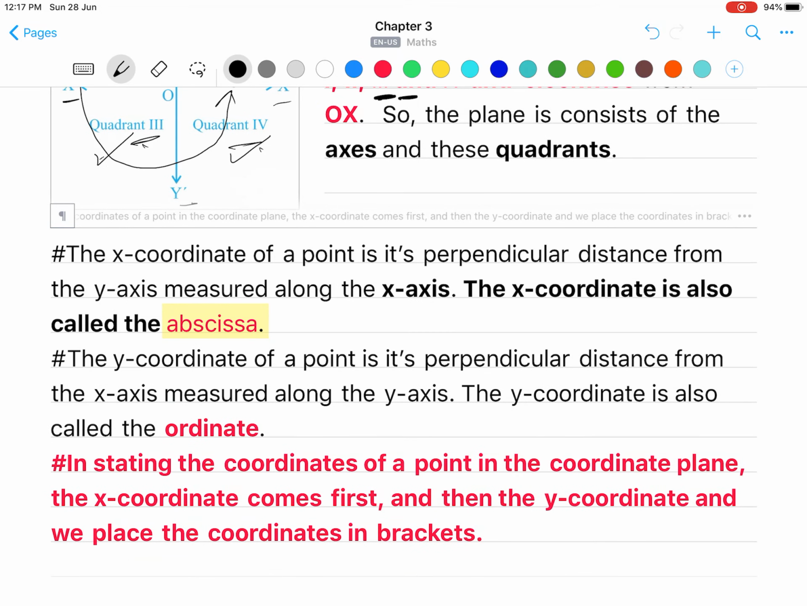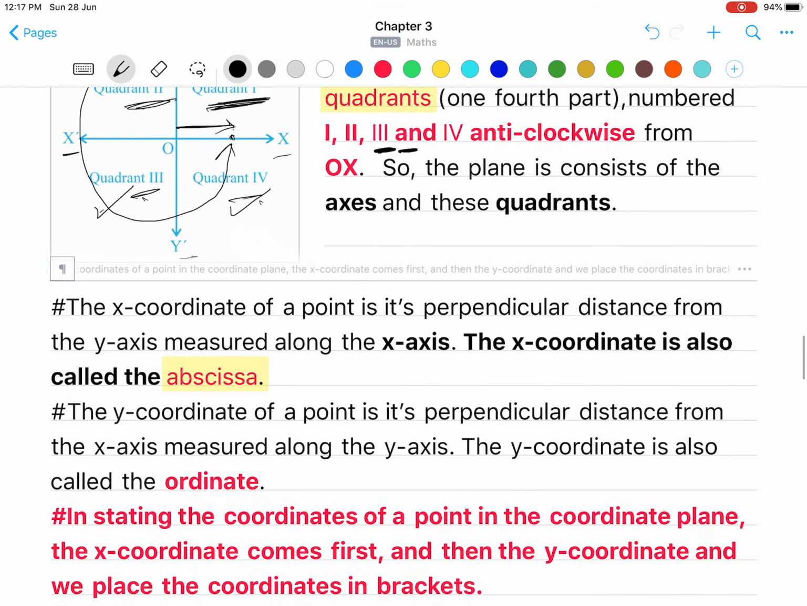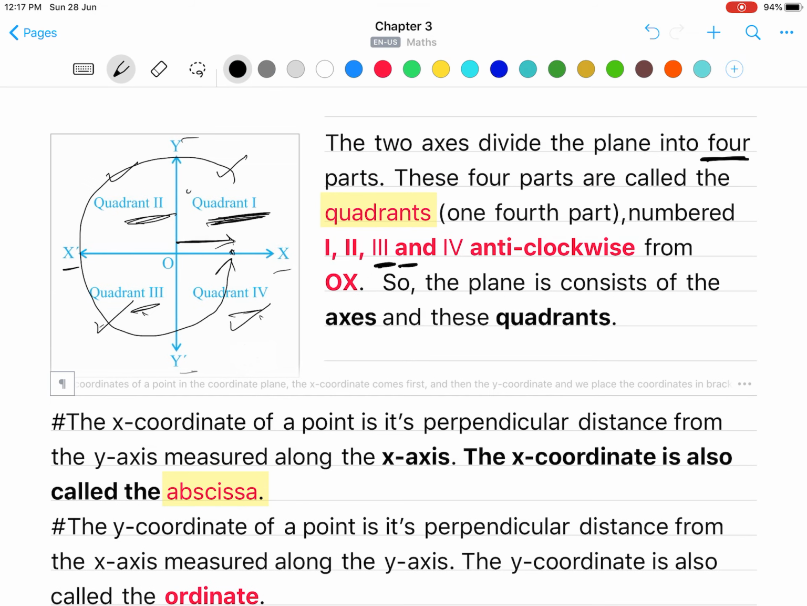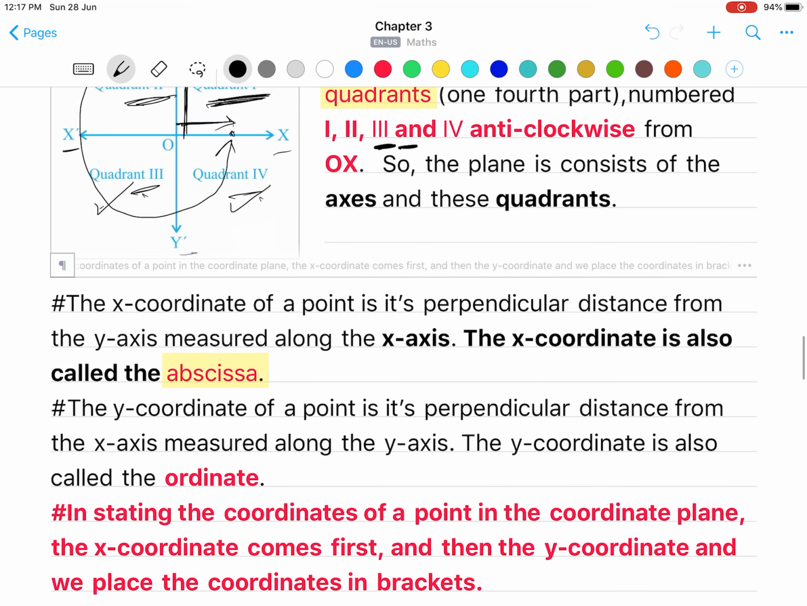Similarly, the y coordinate of a point is its perpendicular distance from the x-axis. Suppose we have a point here. This y coordinate is the perpendicular distance from the x-axis, measured along the y-axis. The y coordinate is also called the ordinate. So the x coordinate is called the abscissa, while the y coordinate is called the ordinate.